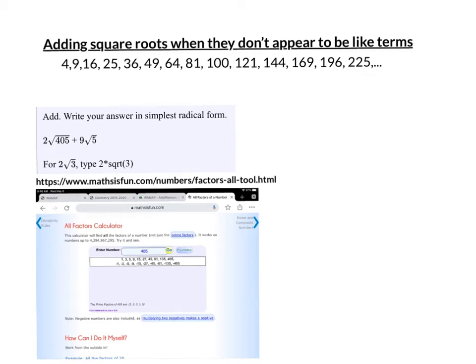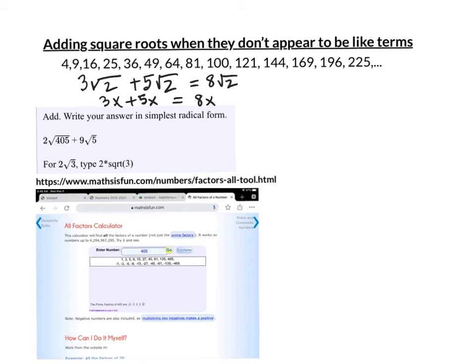In an earlier video, we talked about how you can only add square roots if they're like terms. So an example is 3 root 2 plus 5 root 2. And what I said was we treat that just like 3x plus 5x. It's exactly the same type situation. 3x plus 5x is 8x, and 3 root 2 plus 5 root 2 is 8 root 2.